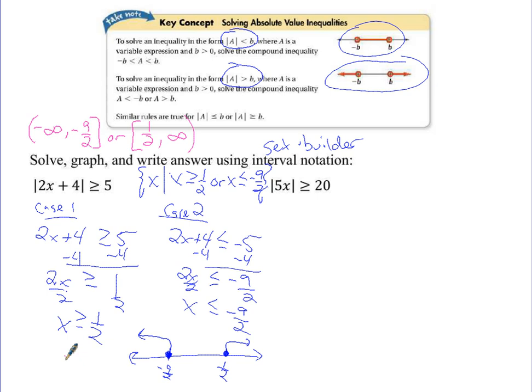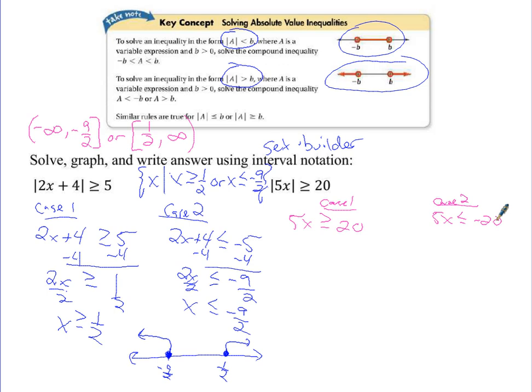All right, see if you can do the second one now. Case 1 and case 2, solve both, set builder, graph, interval. So what do we do? Case 1, case 2. 5x greater than or equal to 20. Case 2, less than or equal to negative 20. All right, you're off the hook. Somebody else.